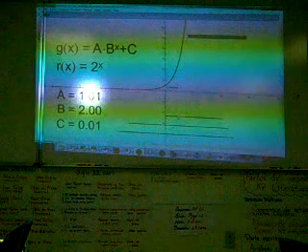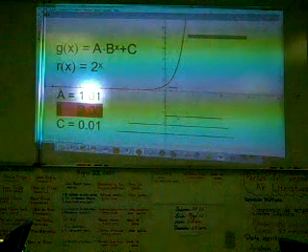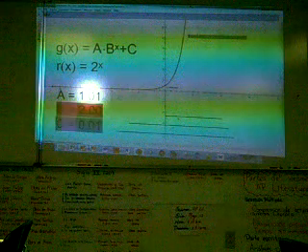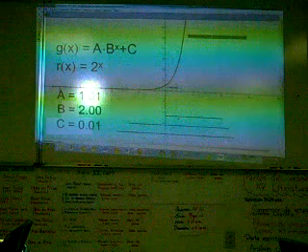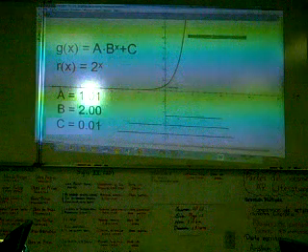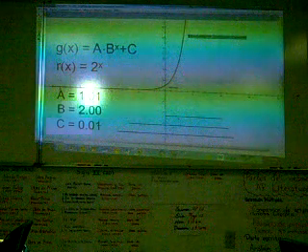We don't have to worry about that. B, which is my base, is equal to 2. C, which is the shifting factor, is equal to 0.01. Again, I was trying to get it close to 0, as close as I could. That was as close as I could get.